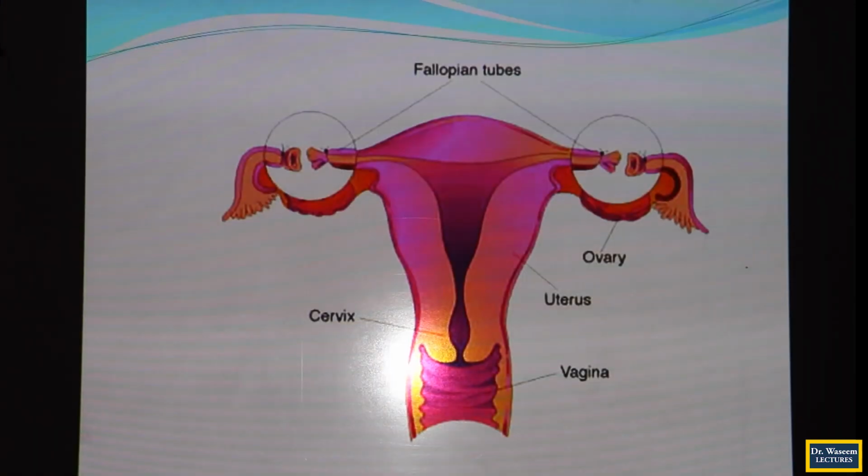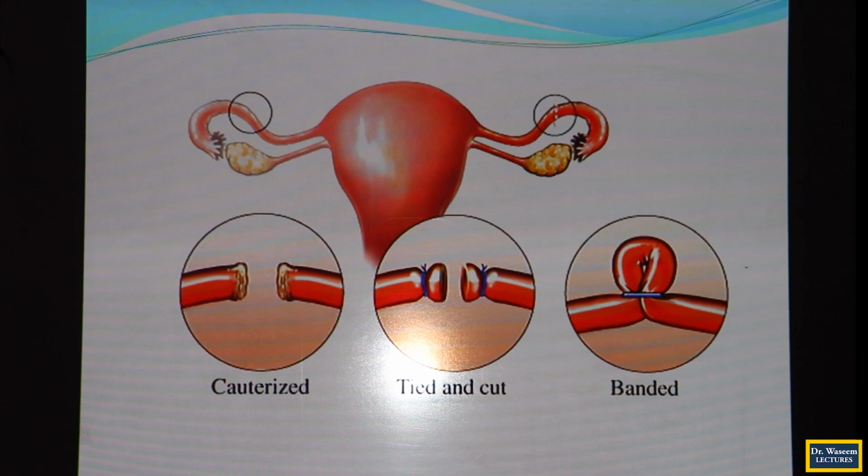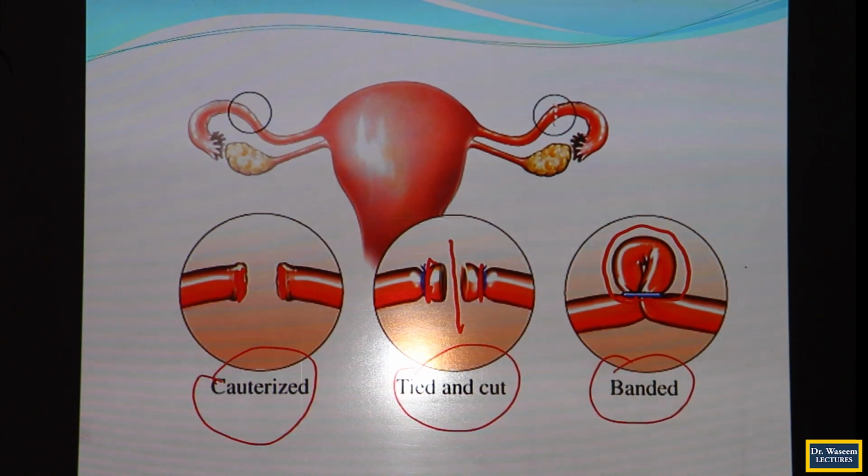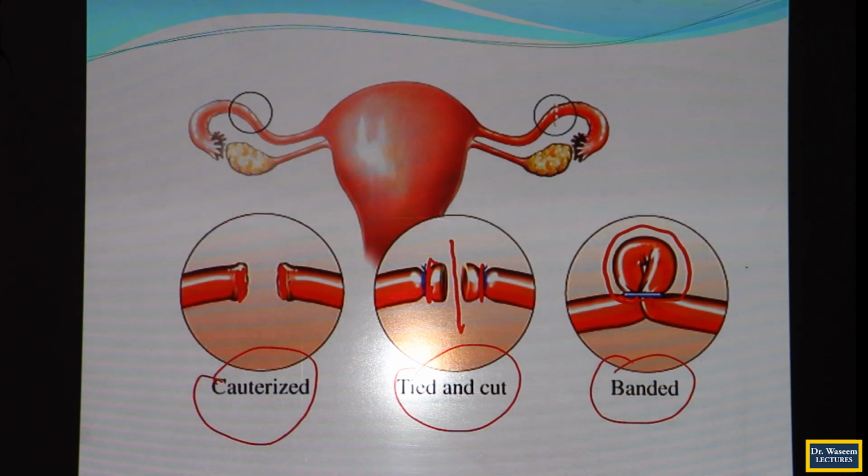Bilateral tubal ligation should be done. Here you can see the tube is bended one way, the other way it is tied and cut, and the cut ends are tied, and then it should be cauterized also. Cauterized means cautery is done so that the lumen is closed. So, these are the three ways: cauterized, tied and cut, and bended. This is called tubal ligation, one of the methods of birth control.